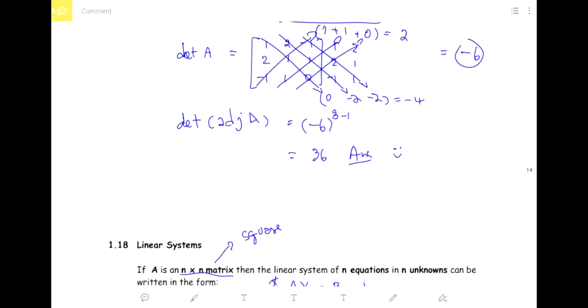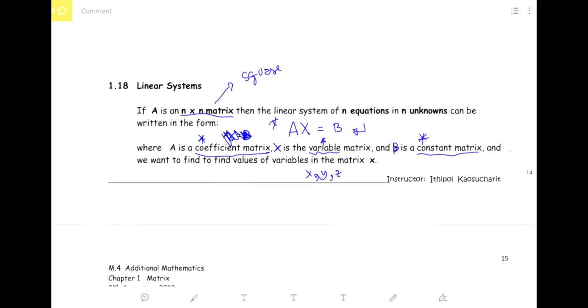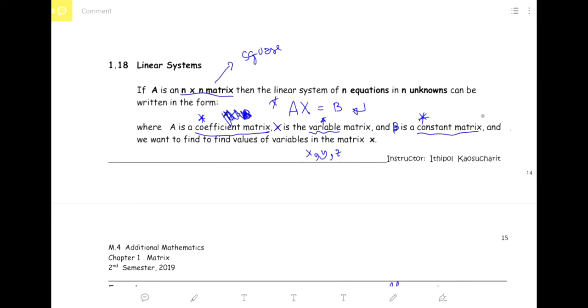Okay, let's go to the next one. Linear system. Oh, what is it there? I wrote a lot of things yesterday.